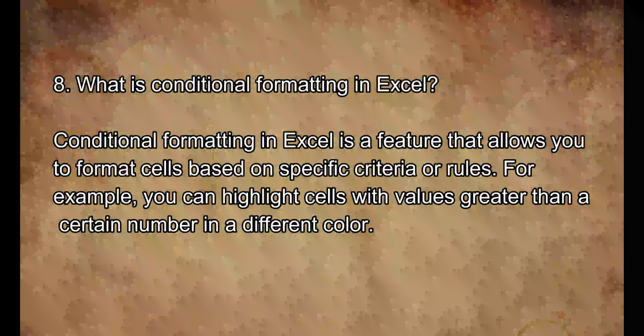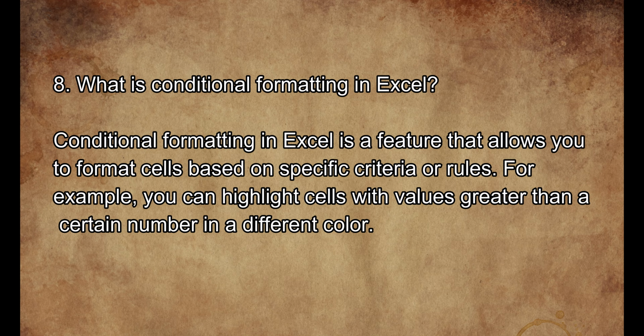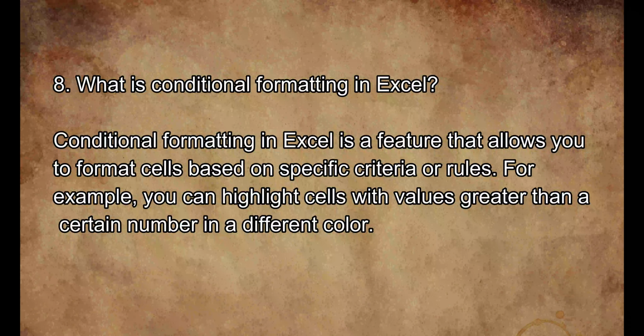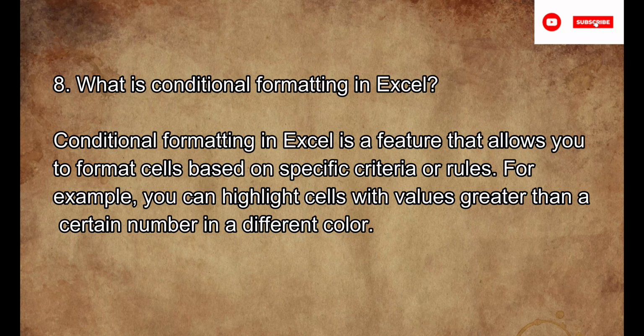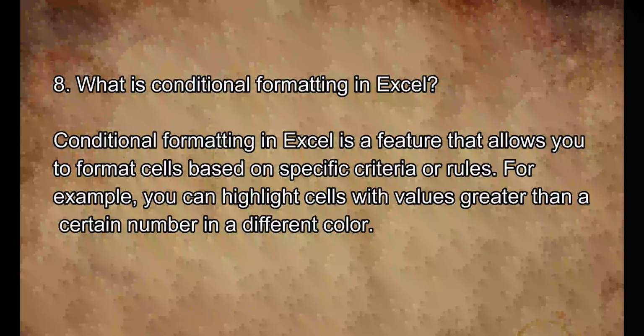8. What is conditional formatting in Excel? Conditional formatting in Excel is a feature that allows you to format cells based on specific criteria or rules. For example, you can highlight cells with values greater than a certain number in a different color.